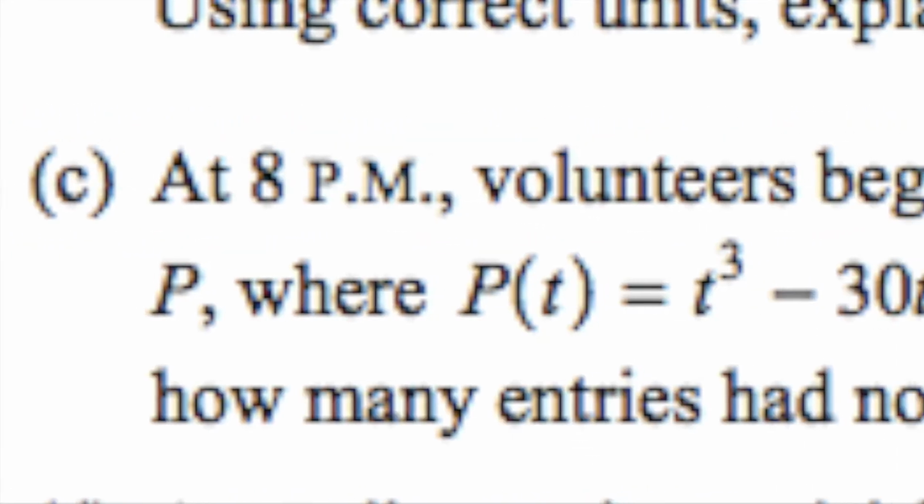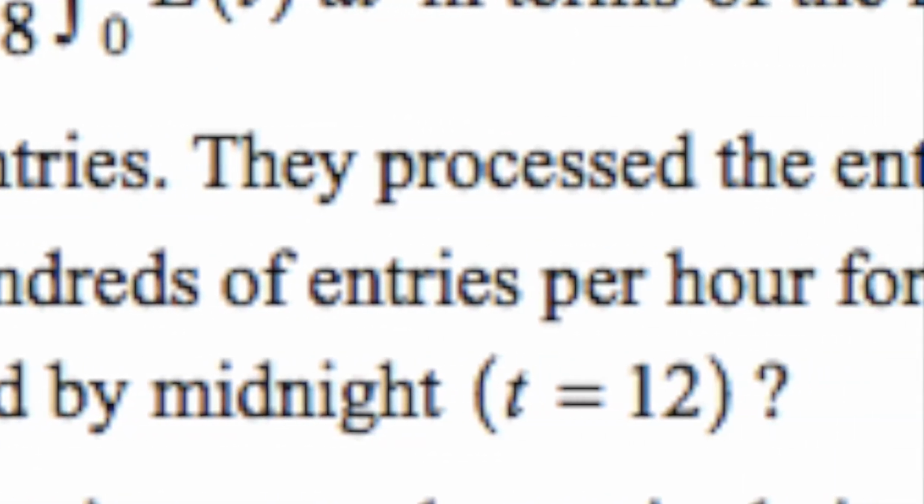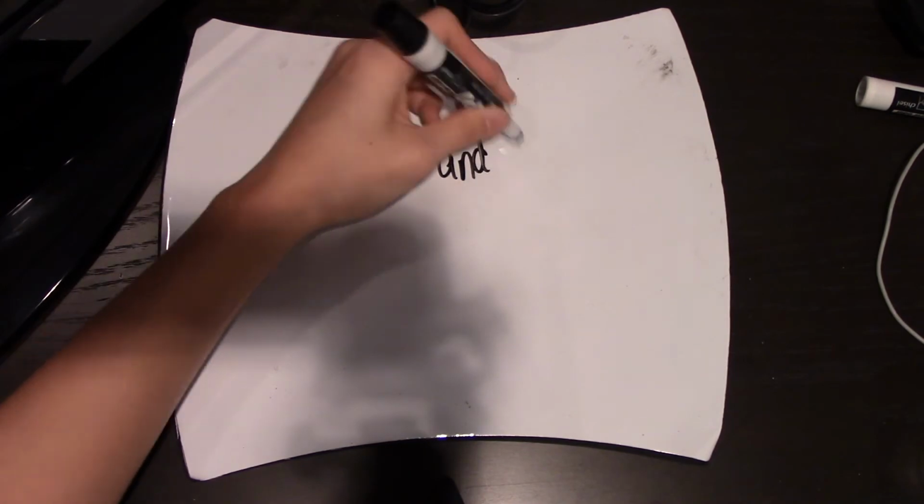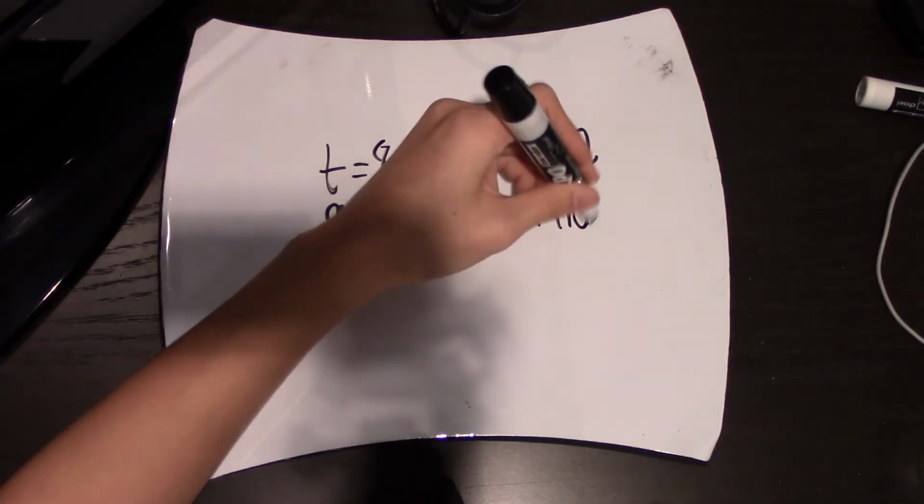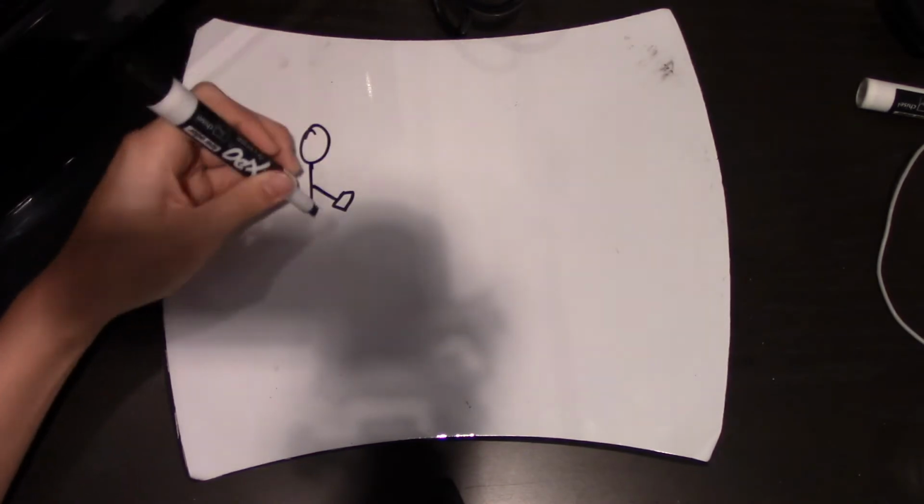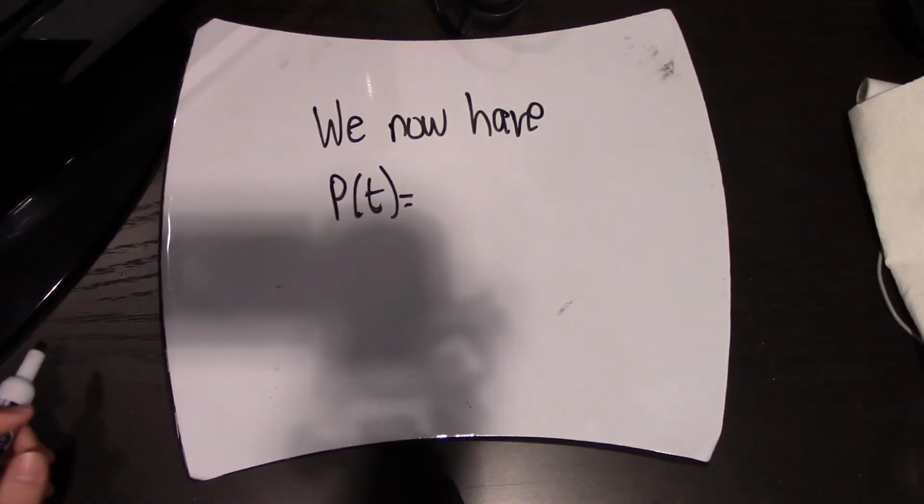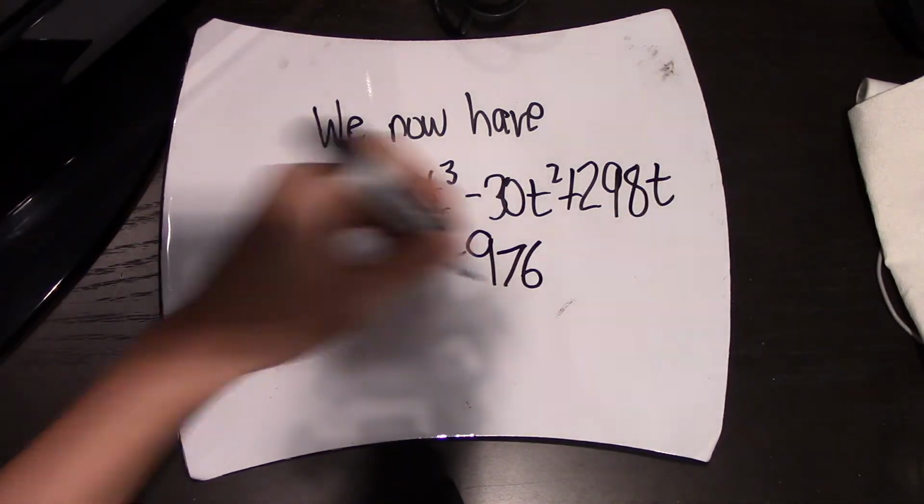According to the model, how many entries had not yet been processed by midnight, which is also known as t equals 12? So now we're dealing with some new values. Up until now, we've only focused on the interval between t equals 0 and t equals 8. However, we now know that no more entries are being put in and the volunteers are going to start to sort through them. We have a function p of t, which is used to determine how many entries have been processed from the interval between t equals 8 and t equals 12.